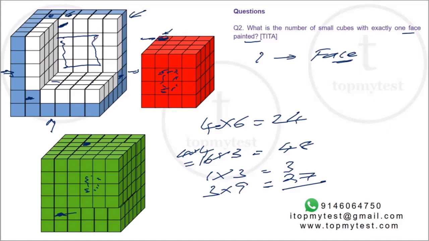Right? So we have accounted for all these pieces. Let's add them up. Right? So that is 24, 48, 3, 27, 102. 102 will be your correct answer.